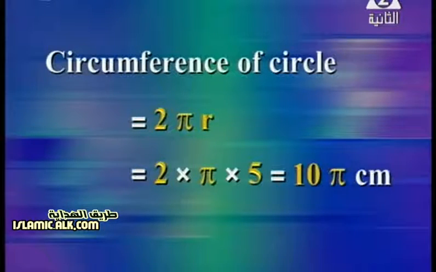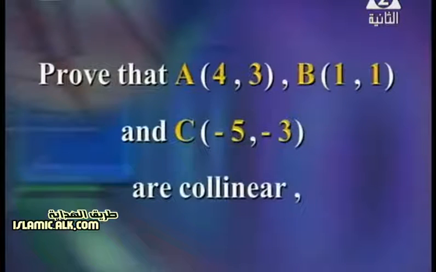Let us have another example. Prove that A (4, 3), B (1, 1), C (negative 5, negative 3) are collinear. To prove that 3 points are collinear, you must prove that the sum of the lengths of 2 line segments of them equals the length of the third one.